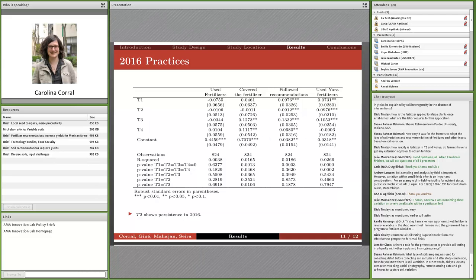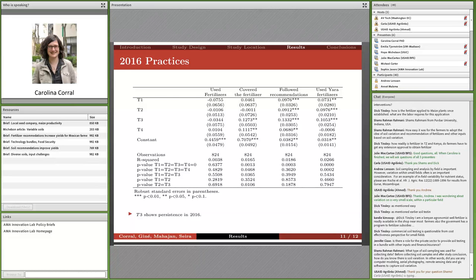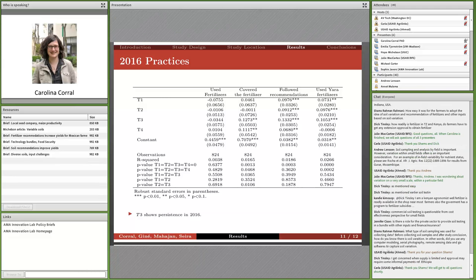And then the next slide shows, for example, that we don't see any change in fertilizer use, but we do see change in smaller practices that actually make the use of the fertilizer more efficient, such as covering the fertilizer right after applying it. And in all the treatment groups, they self-report that they tried to follow our recommendations, they keep them and keep using them. And also they desire to use this brand that is called Yara.